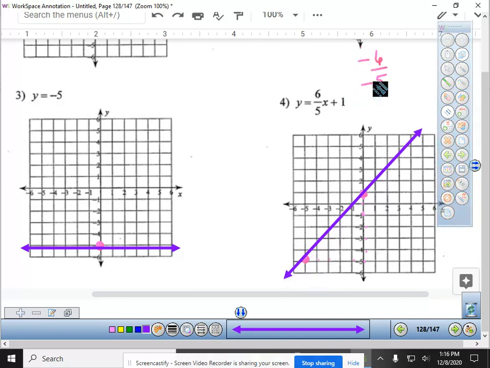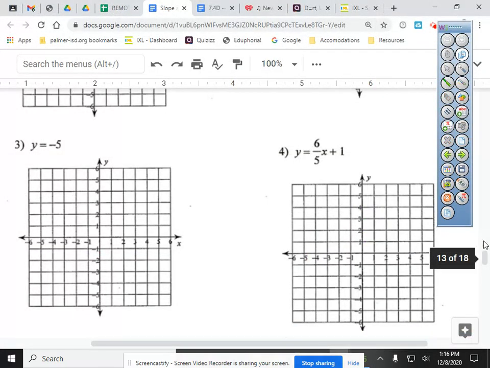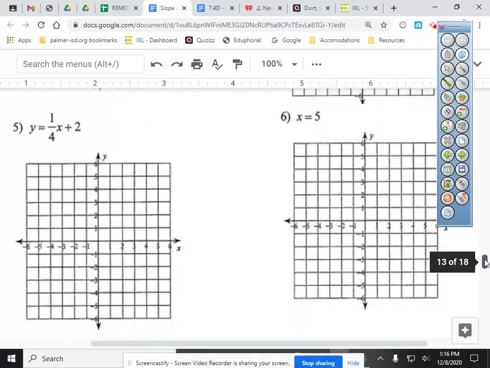Does everybody understand what I did here? Yes, ma'am. Sure? Yes. I didn't make it negative. -6 divided by -5 is positive 6/5. Yes? Woo! Number 5.